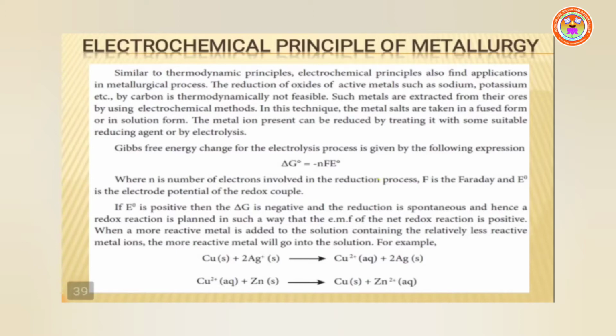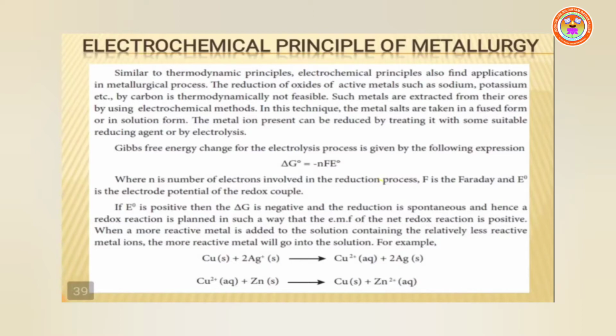1 Faraday is equal to 96,500 coulombs. Then E naught is the electrode potential of the redox reaction. That is, a reduction of metal oxide is a redox reaction. We know most chemical reactions are redox reactions only. So, E naught is the electrode potential of the redox coupled reaction. About electrode potential, we are going to study in Unit 9.